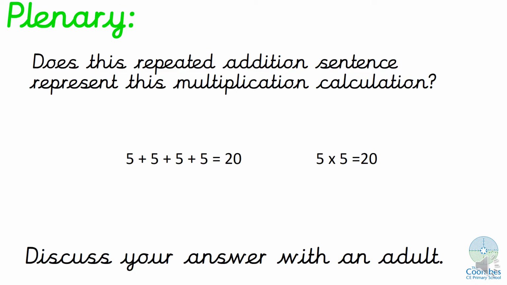Okay, somebody's had a go at their repeated addition sentences and multiplication sentences, but do they mean the same things? They've got 5 add 5 add 5 add 5 equals 20, and they've said that that is 5 groups of 5. Is that correct? Discuss your answer with an adult before moving on.